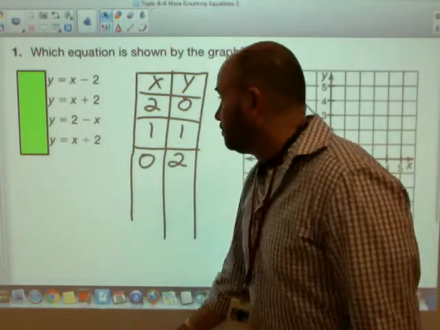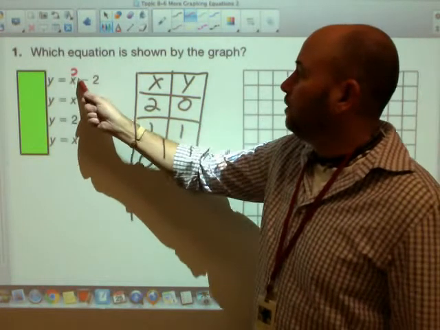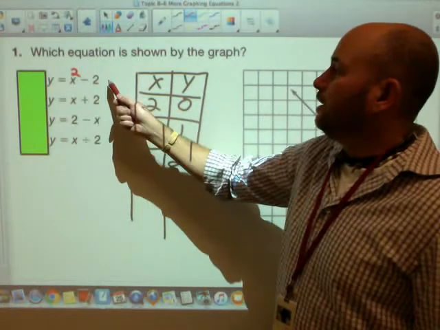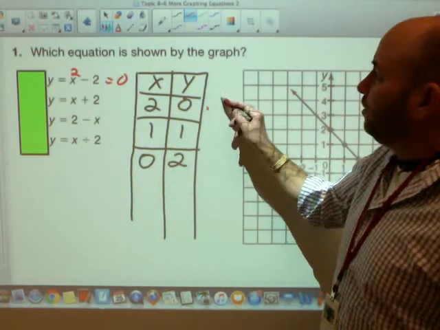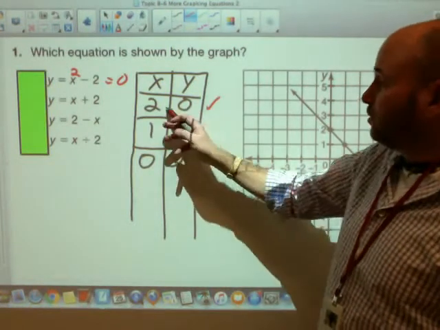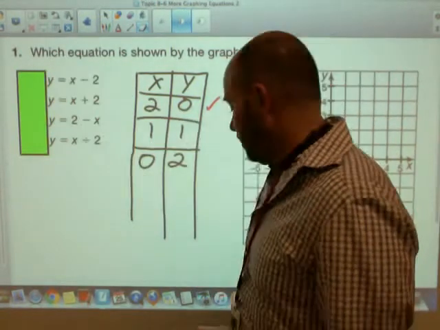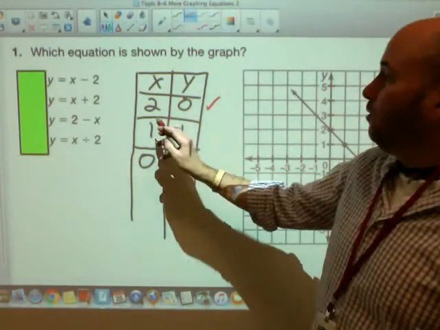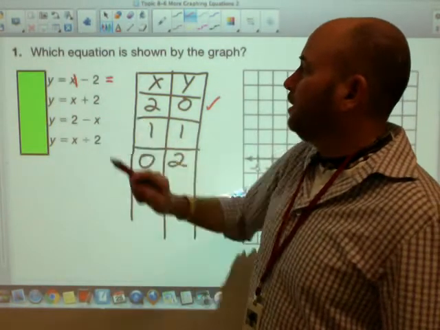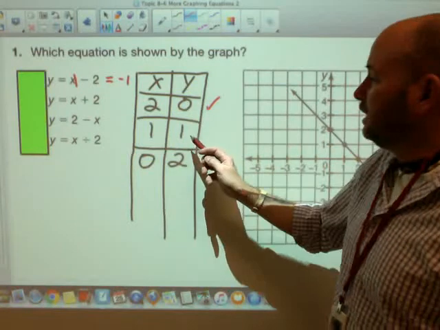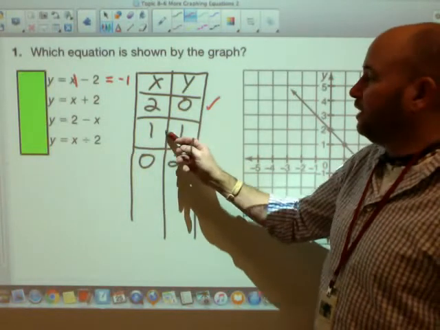Okay? So the first thing I'm going to do is say, okay, 2 minus 2 equals 0. So this works. That's good. So far, that equation works. Then I'm going to say, all right, let's put 1 in. 1 minus 2 equals negative 1. Uh-oh, this doesn't work, okay?